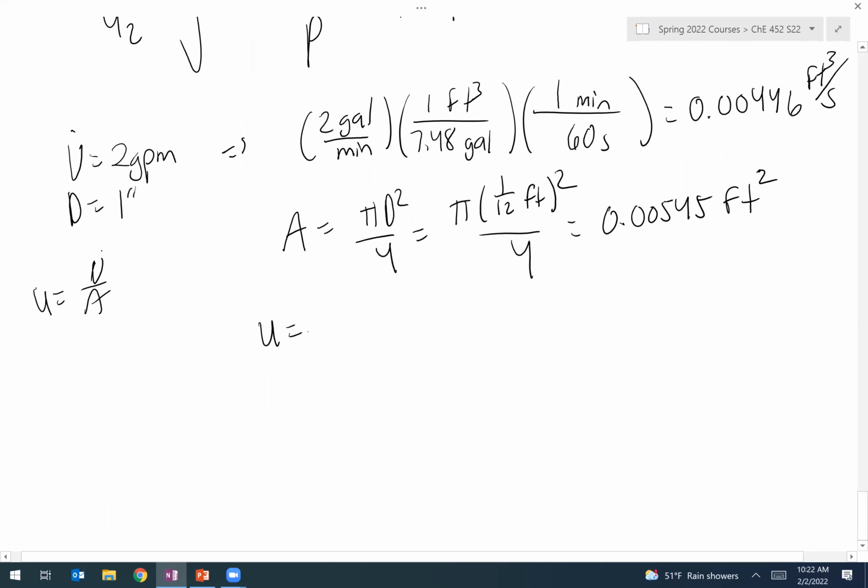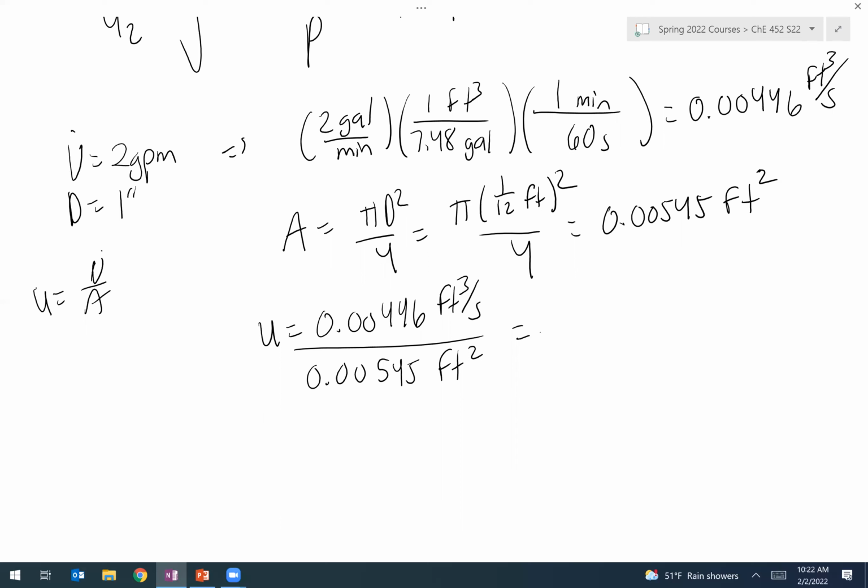So my velocity is therefore 0.00446 cubic feet per second over 0.00545 square feet. So about 0.82 feet per second. All right, so now I have my U1.